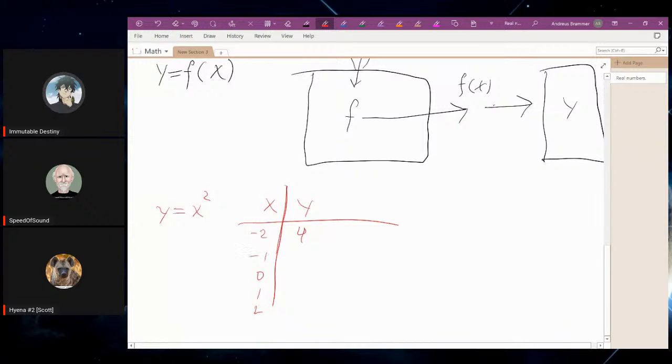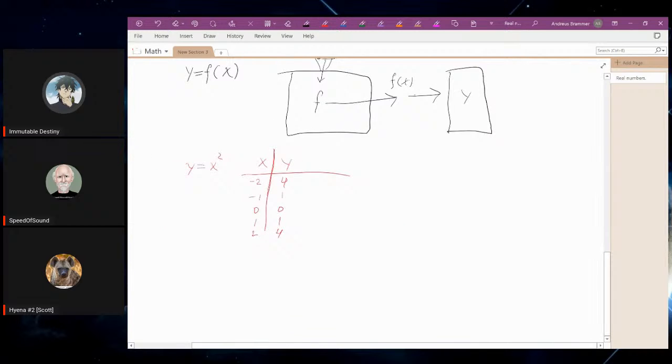A negative number times a negative number is positive, for the case -1 times -1. And 1 times 1 is just 1. So 1. 0 times anything is always 0. And 1 times itself is 1. And 2 times itself is 4.